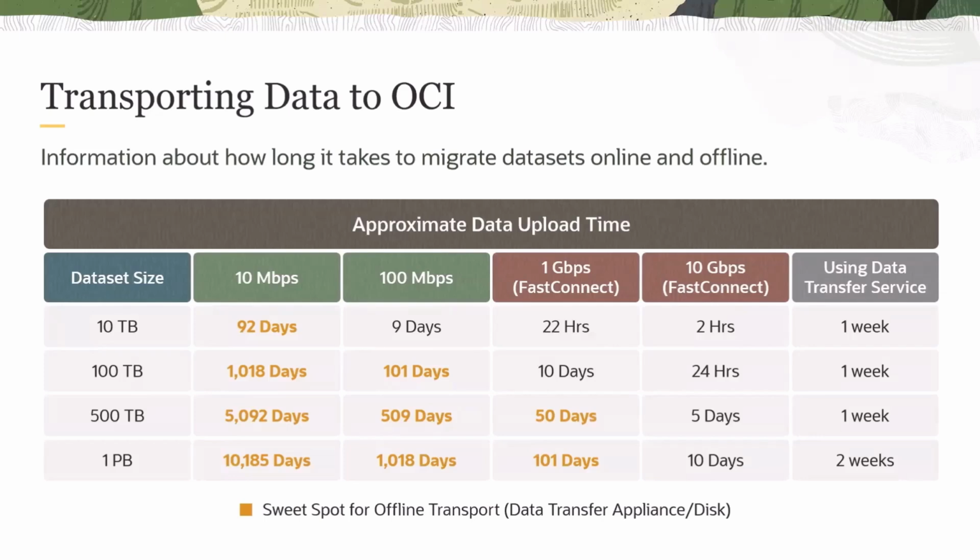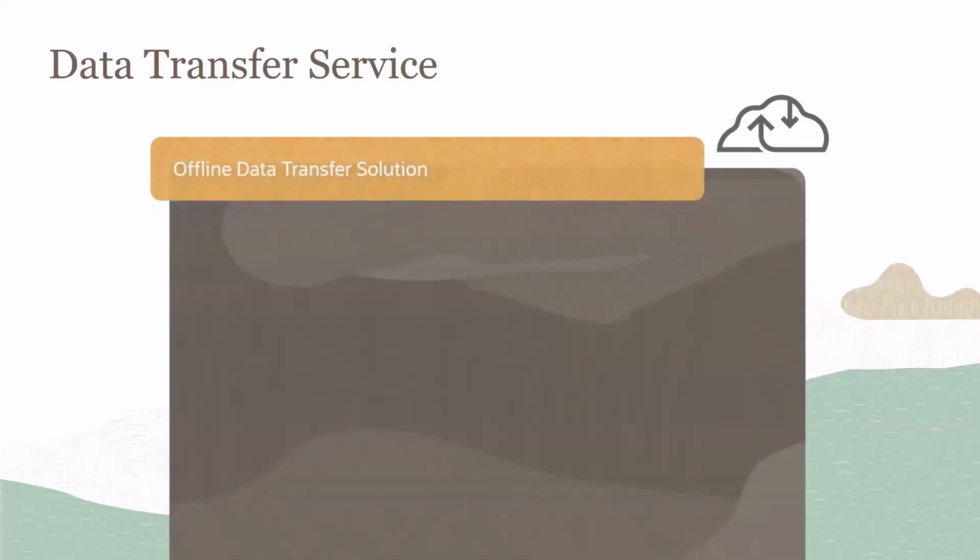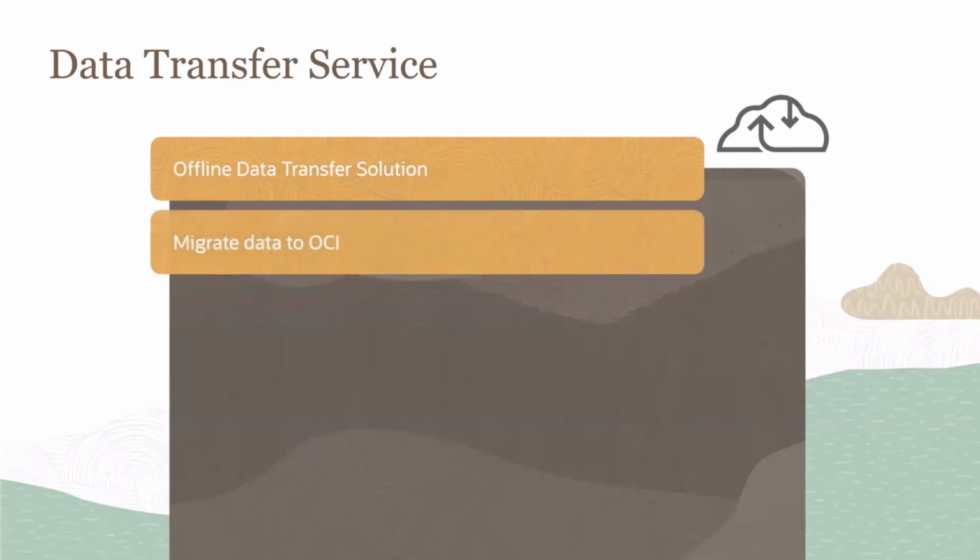So for the scenarios where you see the color coded numbers, it makes sense to use the offline data transfer options like the data transfer service. Now let's look at data transfer service. Oracle offers offline data transfer solution using which you can migrate data to OCI.